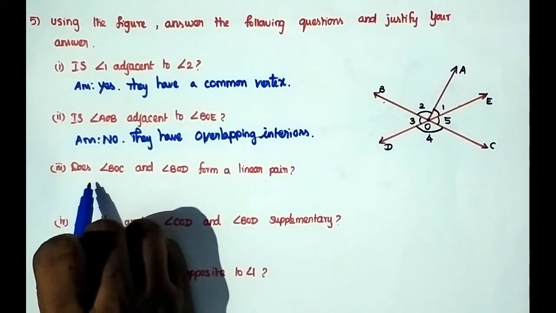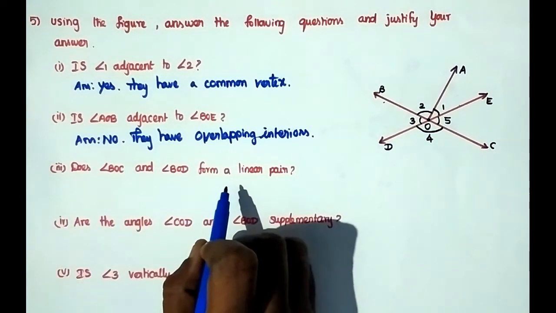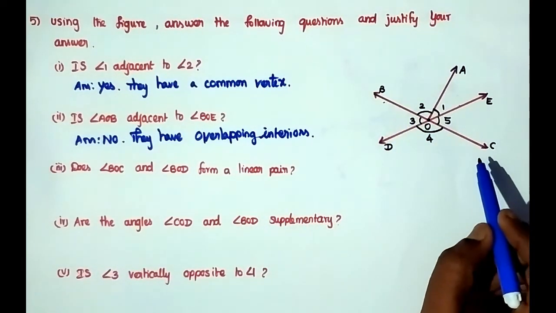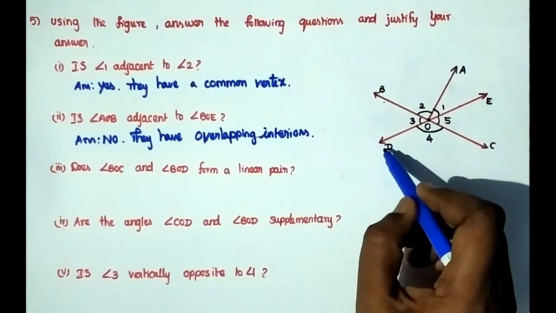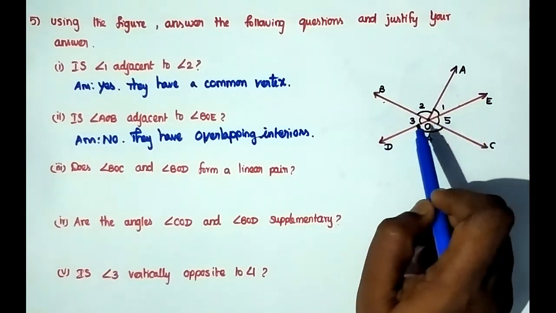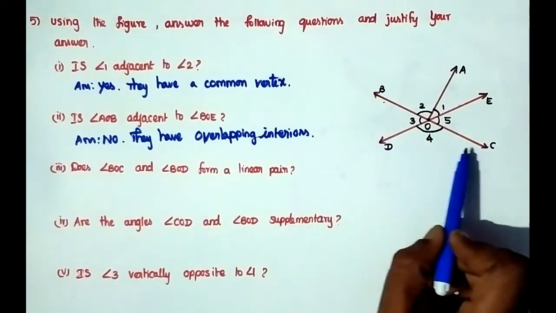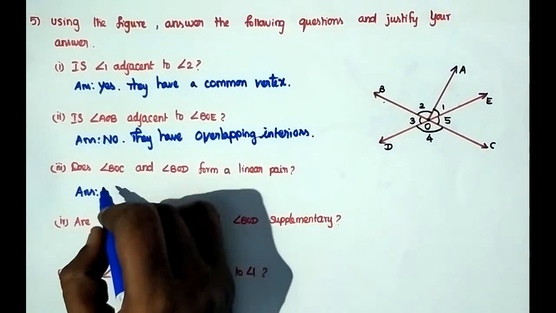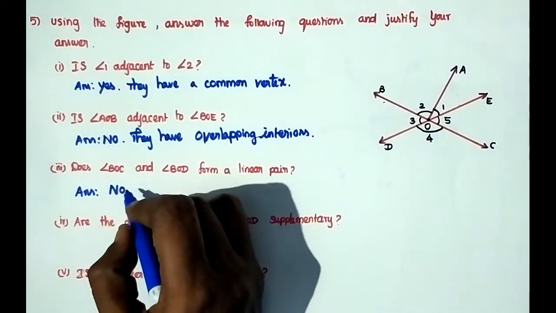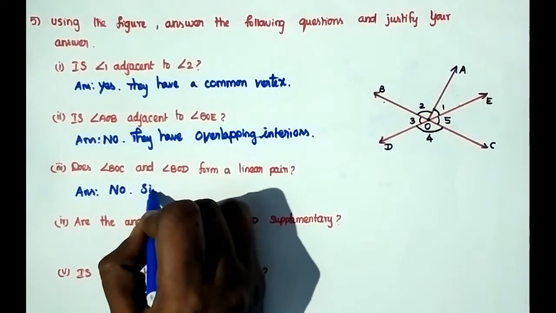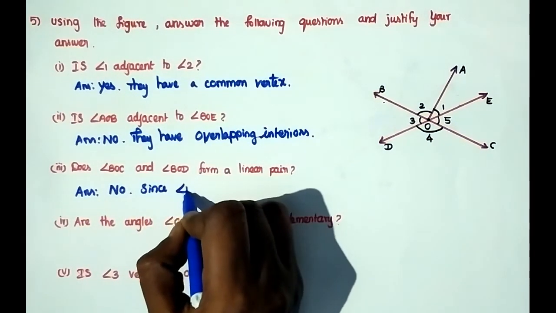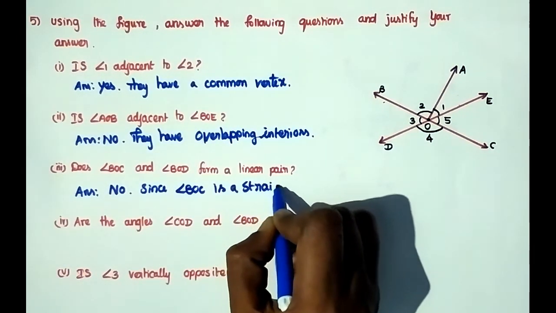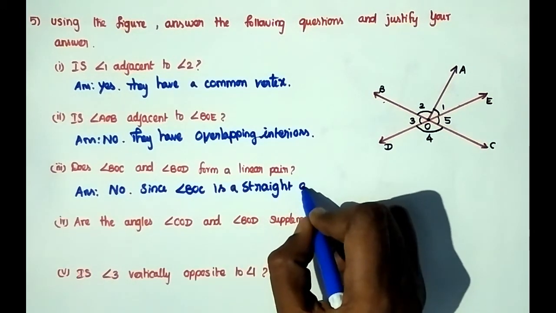Next one. Does angle BOC and BOD form a linear pair? BOC and BOD. No, because BOD and COD are the linear pairs. So answer no. Since BOC is a straight line, straight angle.